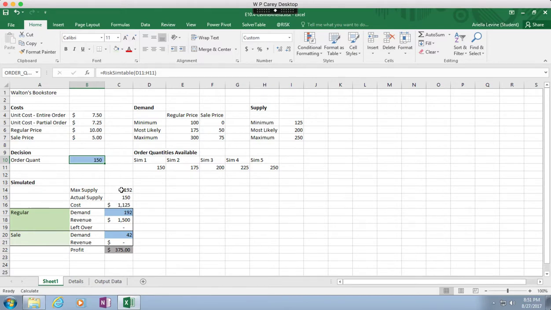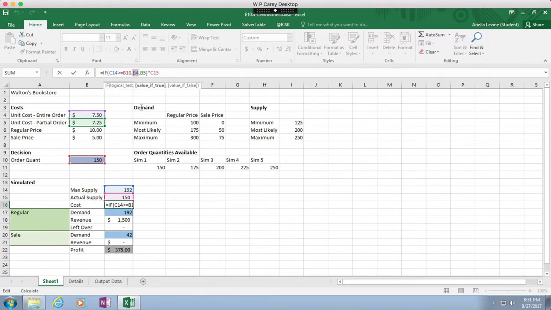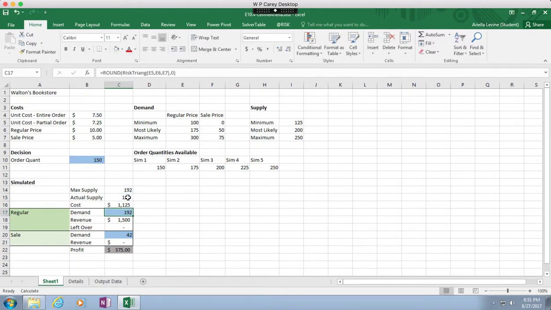So we look at the cost and we say, okay, well, if C14 here is greater than or equal to B10, then give me back B14. So essentially, if our order is greater than or equal to the max supply, then give us the entire order value. If not, give us the partial order value and then multiply that all by the actual supply. Right, so give us the partial or the full cost and then multiply it by the actual supply, and we get this cost value of $1,000, $125.